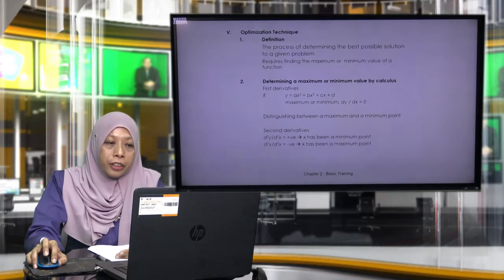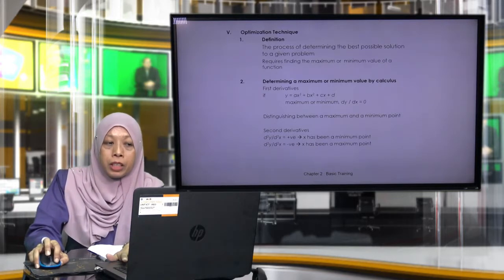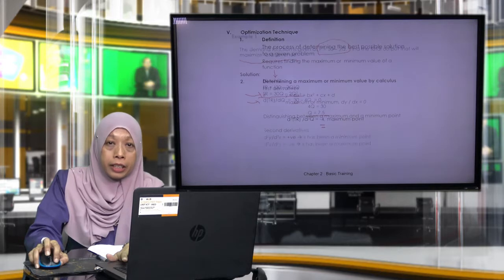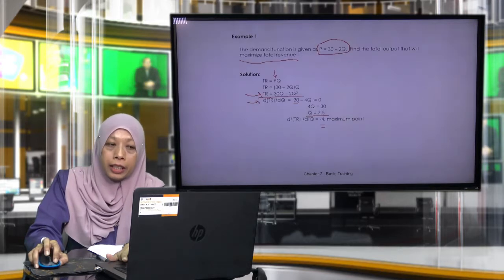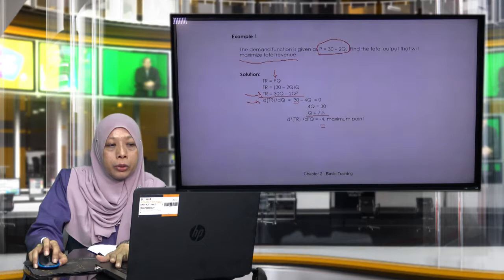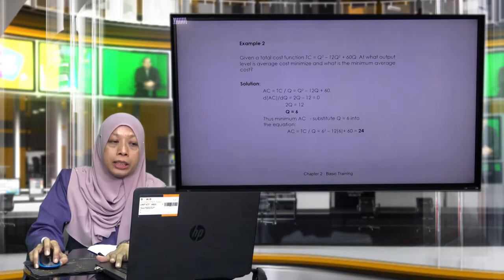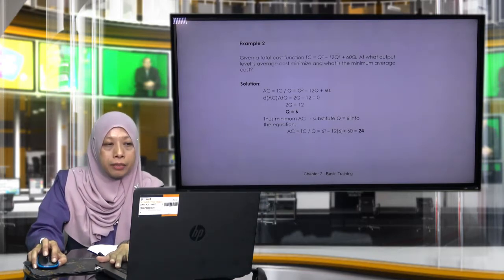Now, negative 4 is a negative value. So if you refer to the guidelines which I gave you just now, if your second derivative has a negative sign, then the optimal value that you have calculated is a maximum. So in this case, your Q equals 7.5 is actually a maximum because you have proven through the second derivative test that the value is negative.